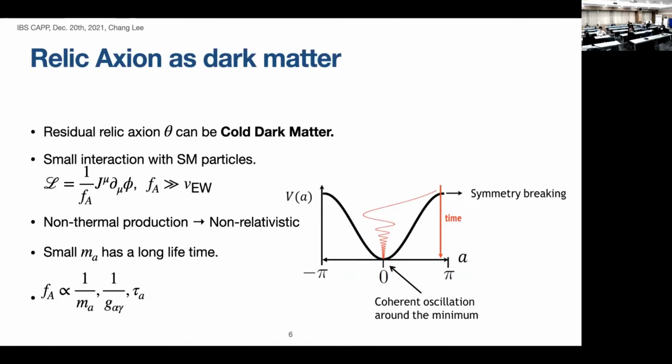And this residual theta angle, the relic axion, turns out to be a great candidate for dark matter. First, because of spontaneous symmetry breaking, it interacts very weakly with standard model particles, for example photons, especially when f_a is pretty large. And we know experimentally f_a is larger than the electroweak energy scale. Second, this production mechanism based on spontaneous symmetry breaking makes it cold, even though it has a very light mass, so it's not relativistic. And third, this large energy scale implies that the mass of the axion is very small, and it has a very long lifetime compared to the age of the universe. So in summary, the large energy scale f_a implies small mass, small coupling, and long lifetime. So this fits perfectly for a dark matter candidate.